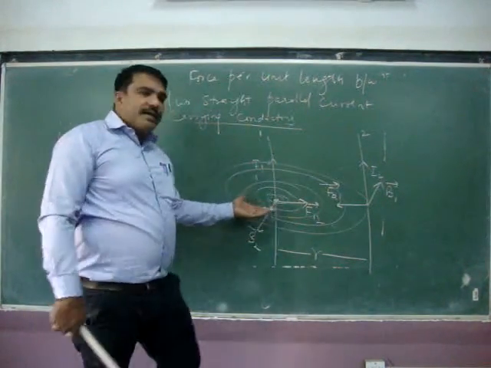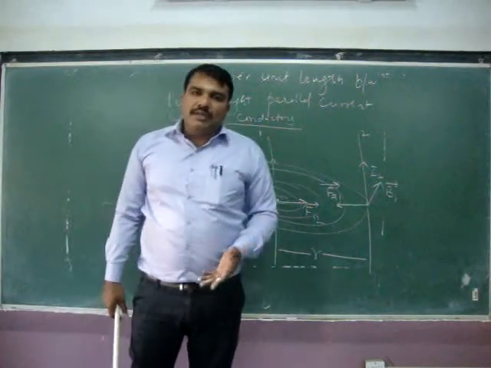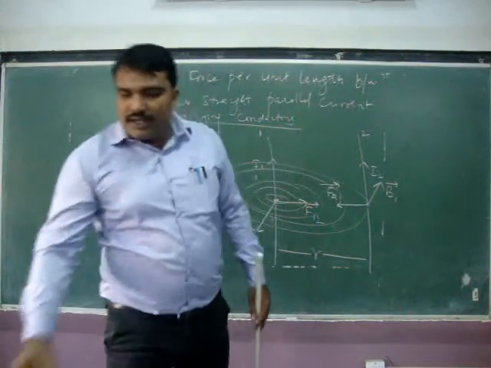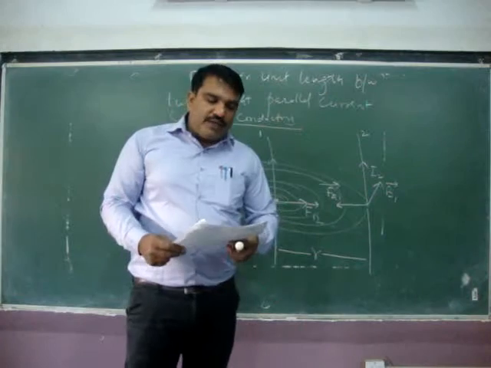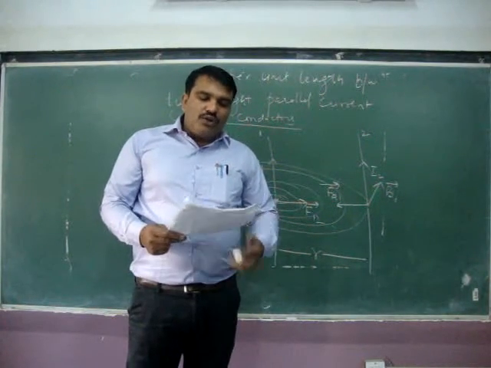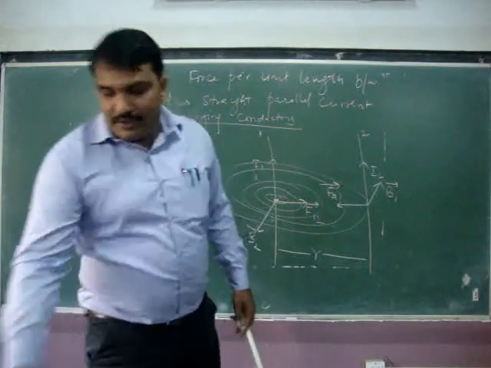So diagram is ready. Using this diagram you can find the force per unit length between two straight conductors which are carrying current. Okay, so now let us draw another diagram which is very important from the example point of view. That is the diagram to find the torque on a rectangular coil carrying current and placed in magnetic field. Okay.